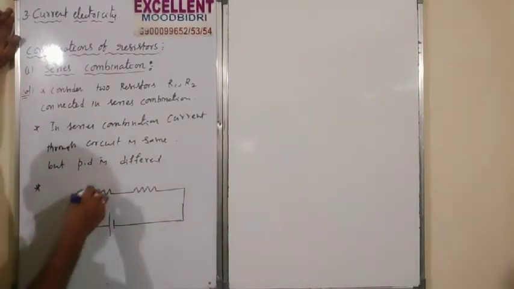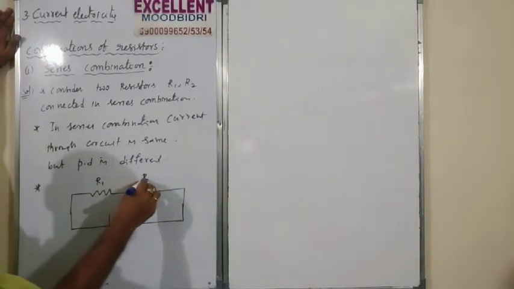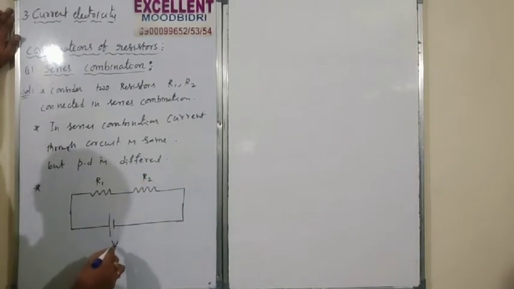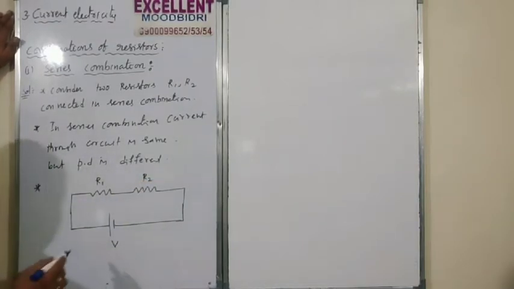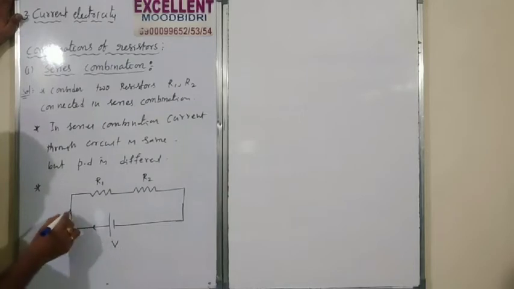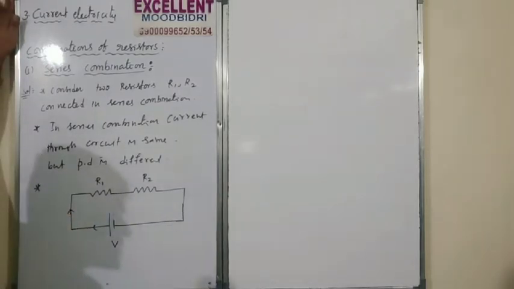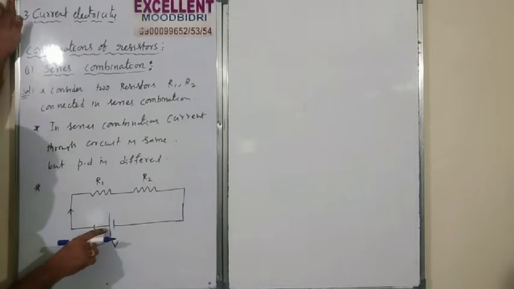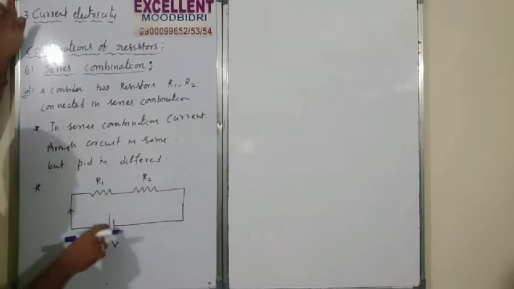This is the resistor R1, this is the resistor R2, and the battery potential is equal to V. Now, what is the potential? Potential is nothing but the amount of work done to bring a positive charge from infinity to this point.